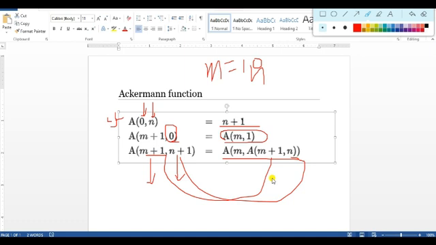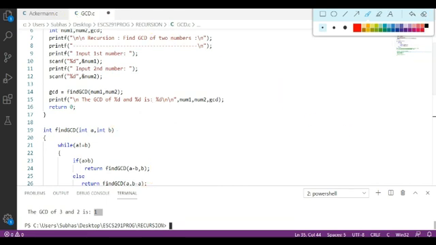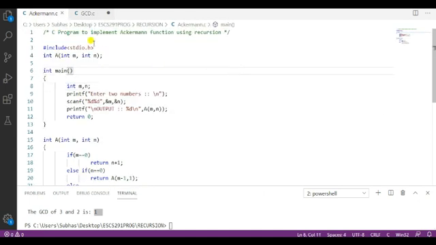Here I will discuss the coding example. First I will do it by using a recursion program. So let me explain this function. C program to implement the Ackermann function using recursion.